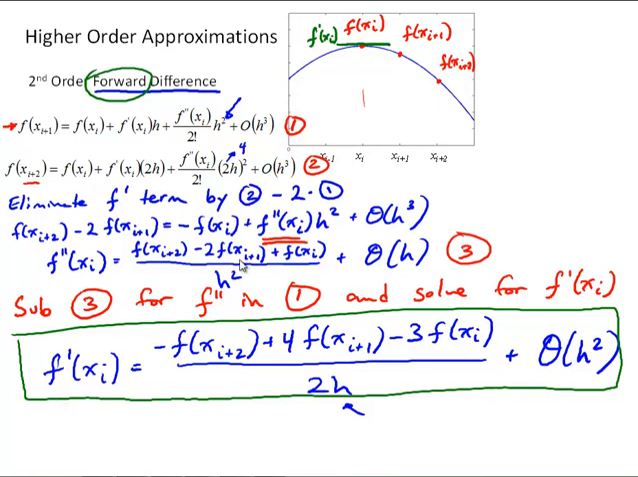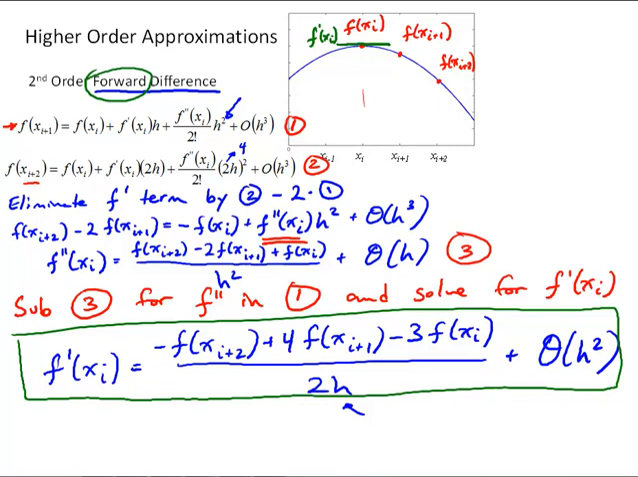So this gives you an idea of how you can play some algebraic gymnastics with the Taylor series to come up with various finite difference approximations. It's important that you understand how to do this, but there's no real need to reinvent the wheel. This has all been done before. And so what I've got here are some tables of various finite difference formulas.